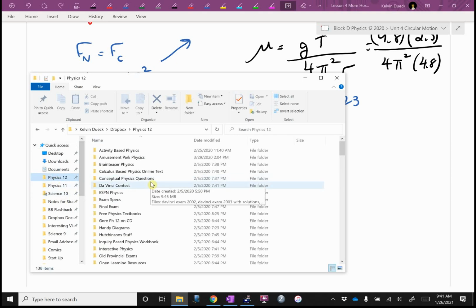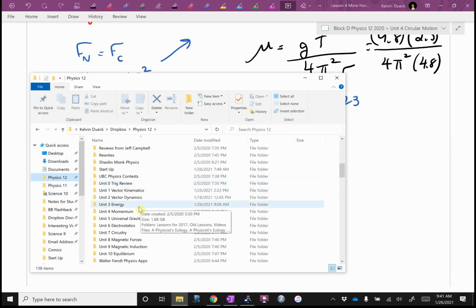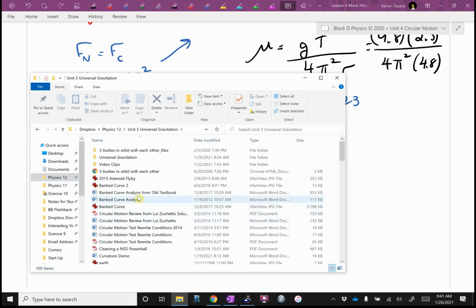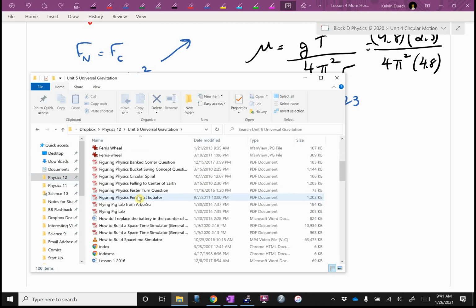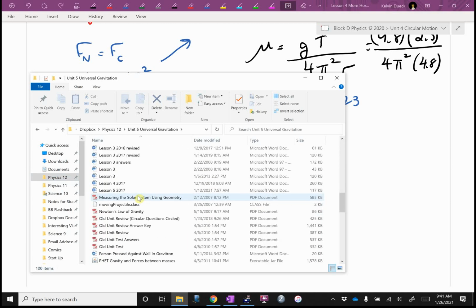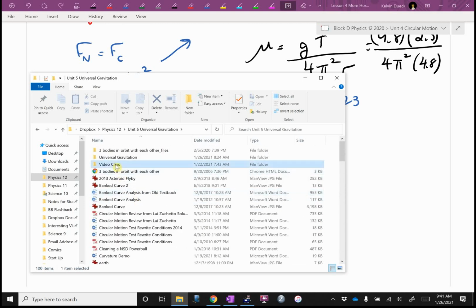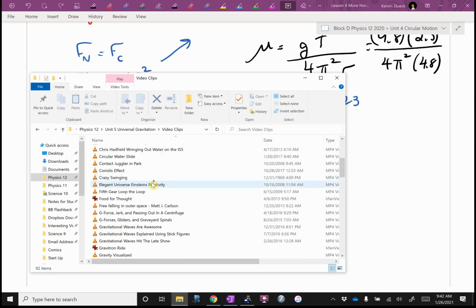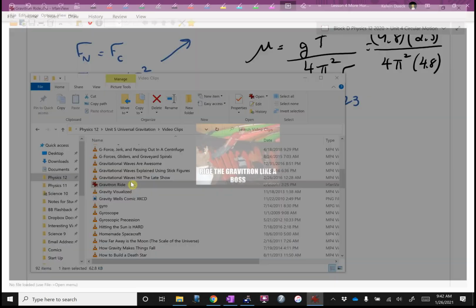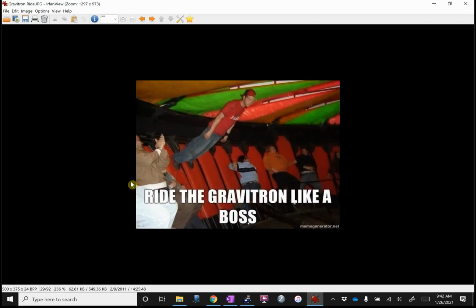I have here, show Gravitron picture. I think I got a good picture here. Must be in the video clip section. Here you go.